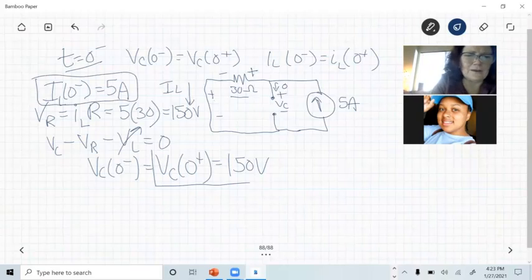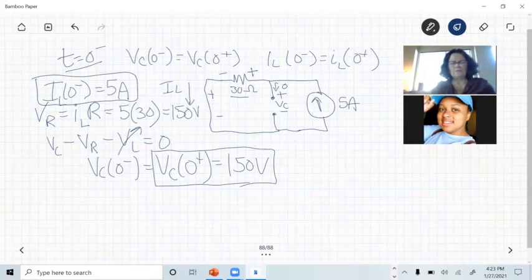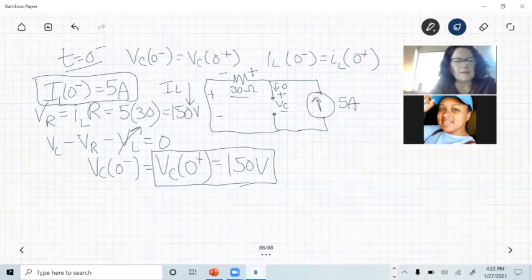These are the two things we wanted to get out of this part of the analysis. We got the 0 plus and the 0 minus. Now we're going to draw the 0 plus circuit and plug these values in.